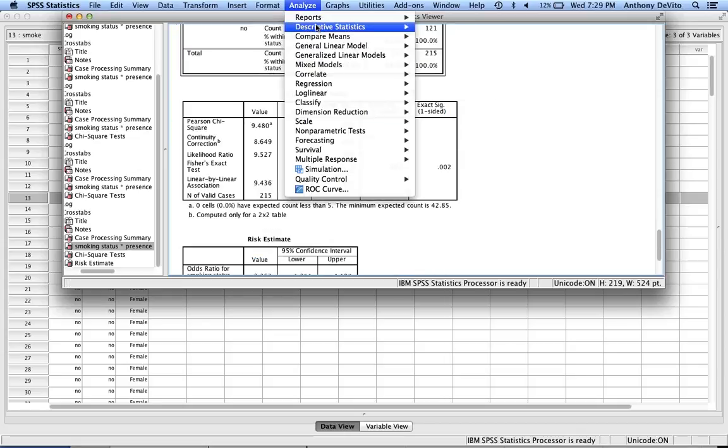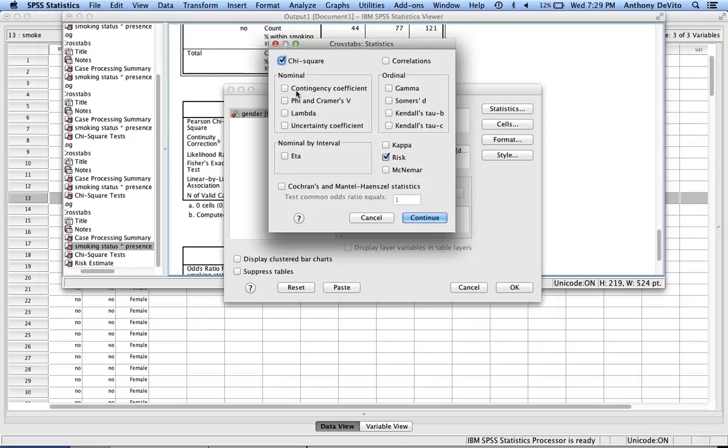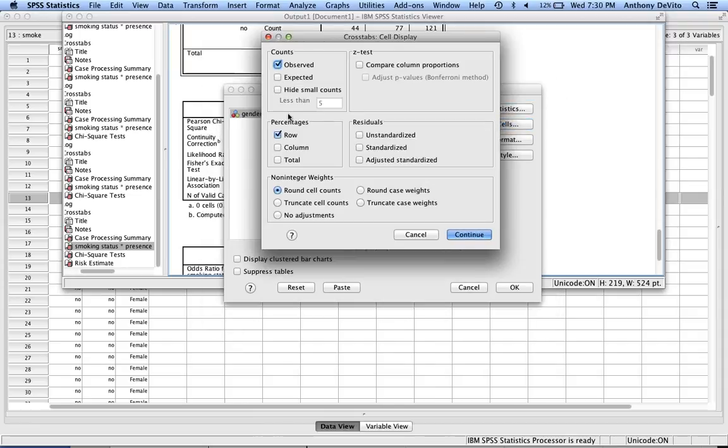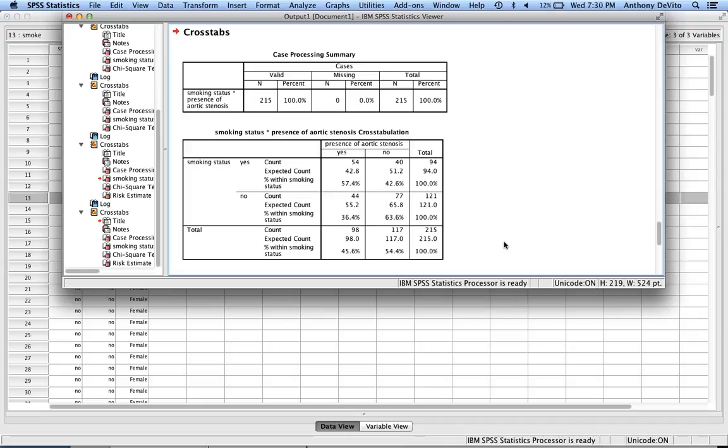But you've seen how I went back. You could have, of course, gone in here to descriptive statistics and crosstabs, and just said, okay, calculate everything for me. Calculate the risk, go into cells, calculate percent, expected value, and so on. You could have done that all at once. I just did it step by step to make it a little clearer what was going on with SPSS.